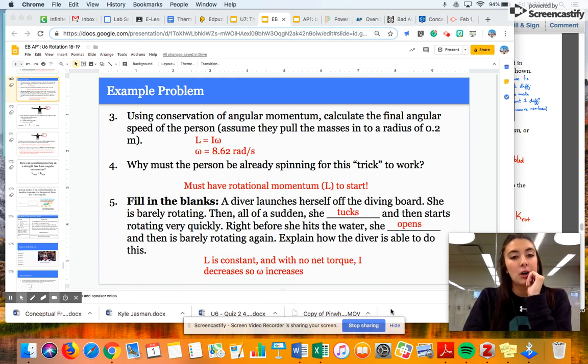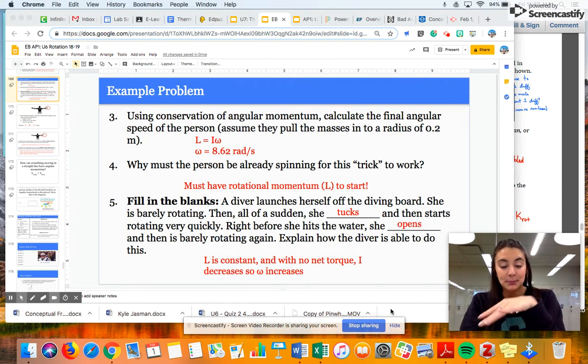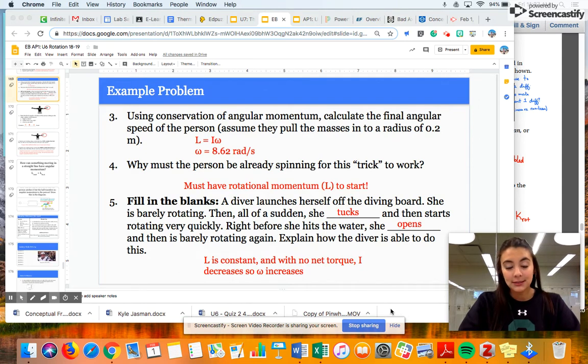All right, so we've solved for the final angular speed. Why does this spinning trick have to work? For that to work, you have to have angular momentum to start, right? Because we know initial momentum will equal final momentum as long as there's no outside torque.